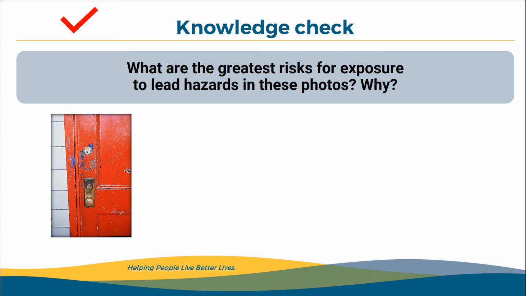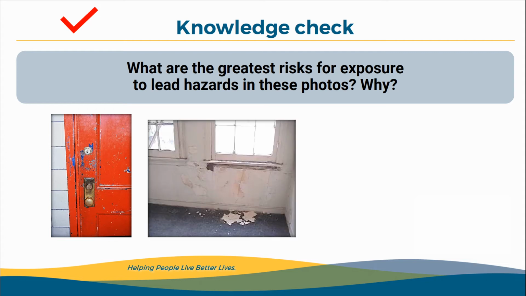This is an example of deteriorating exterior paint on a friction and impact surface. Paint chips will be a problem, but so will tracking in lead dust from the porch floor. Paint chips below the window are a problem. Notice how the chips are breaking down on the floor. You can expect floor dust hazards here. But also notice the condition of the sills and the paint on the walls.